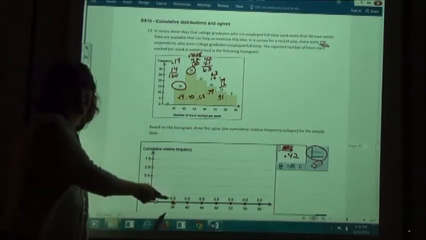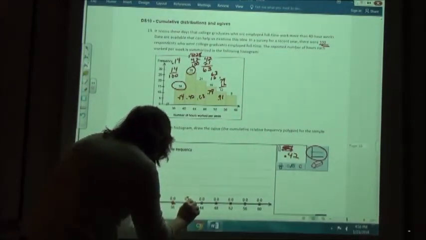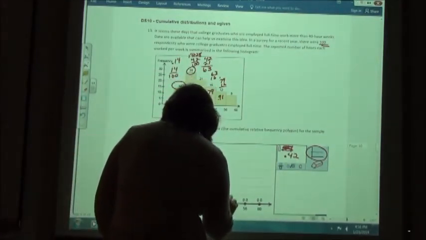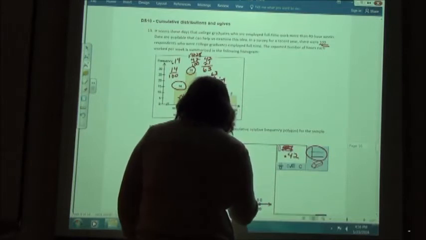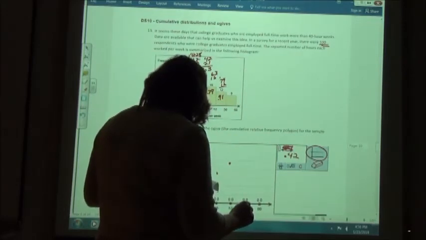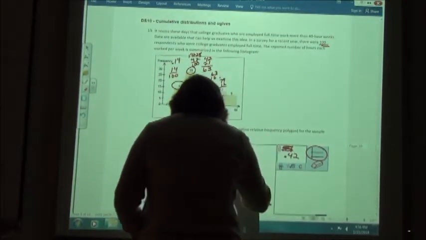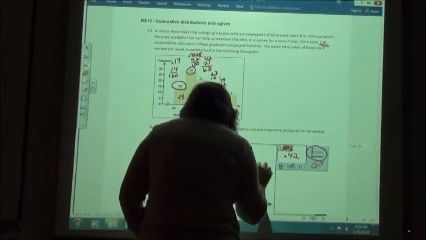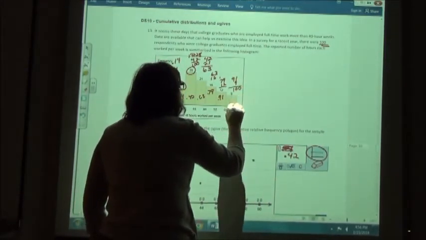The first one's always going to be at 0. Now I'm going to do my 14, my 42, my 63, my 91, I forgot my 79 in there. 79, 91, and then my last one should add up to 100 because I have everything. 91 plus 9 should be 100, which is at 1.